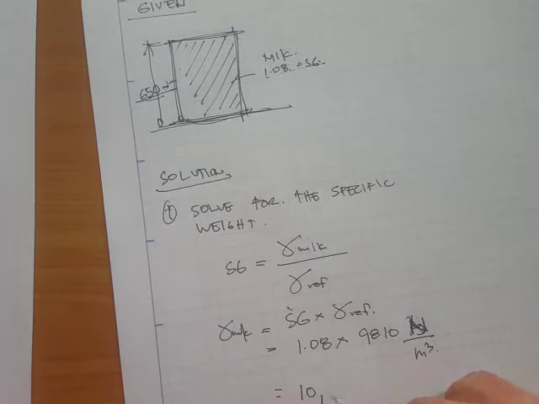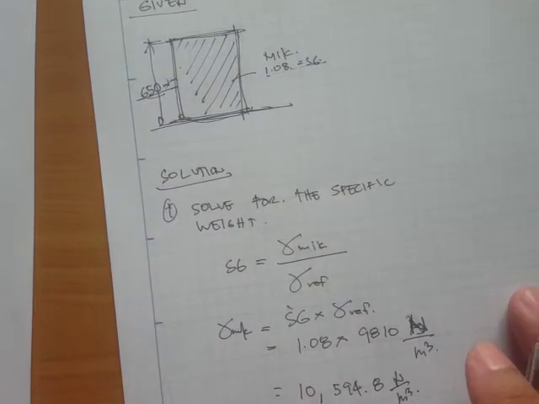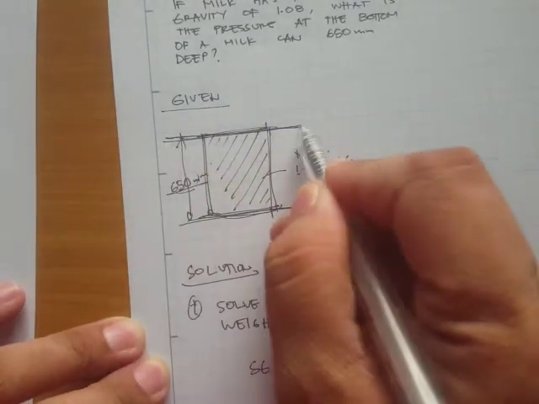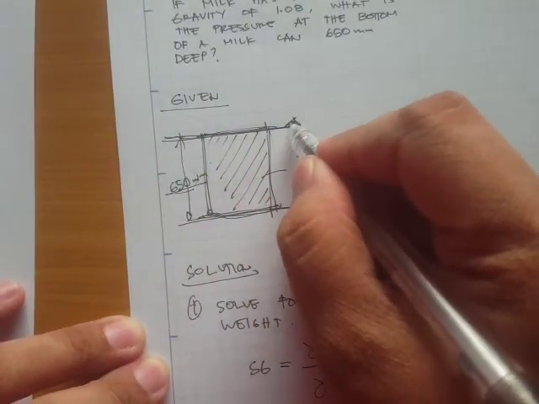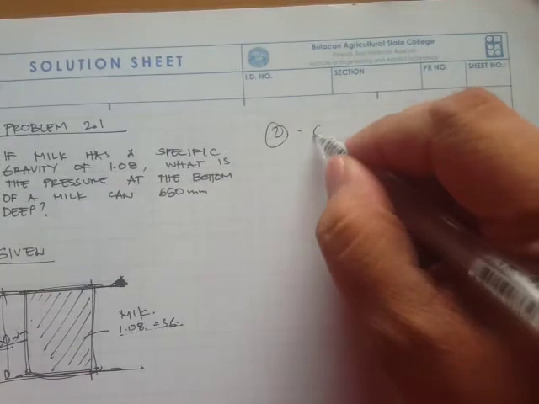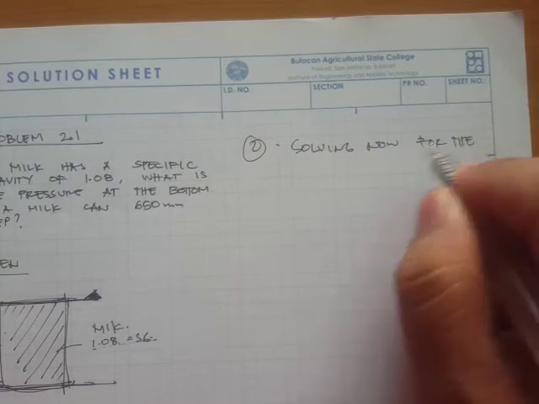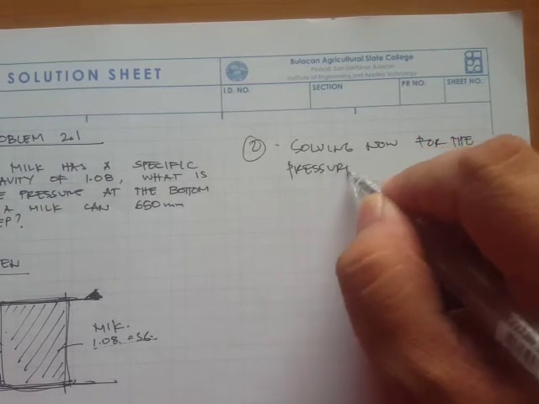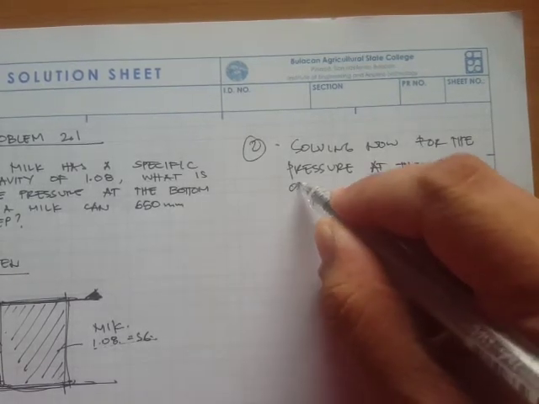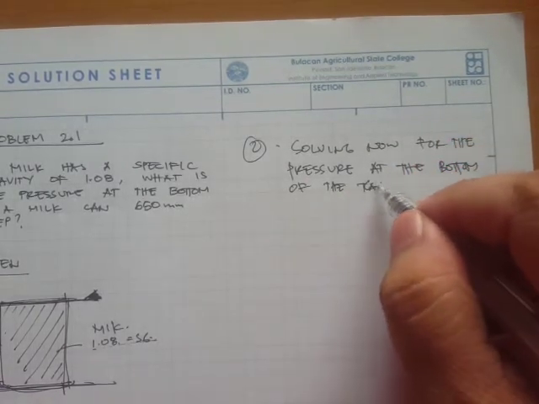That is 10,594.8 Newton per meter cube. Okay, so our reference is most likely this, this will be our reference point, and if that's the case, then solving now for the pressure at the bottom of the can.